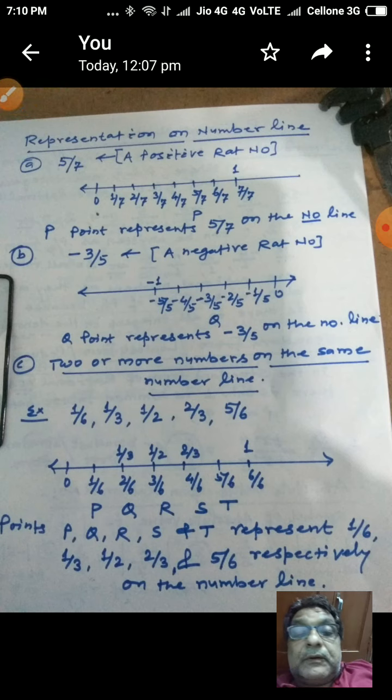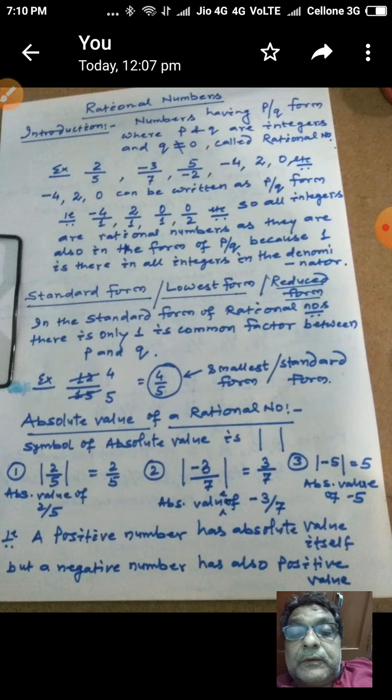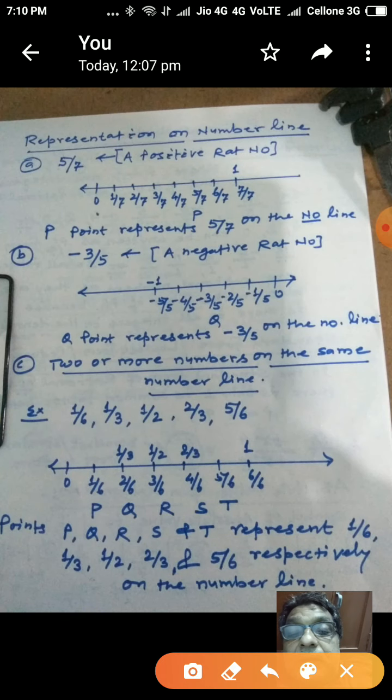Similarly, for a negative number, say minus 3 by 5, first of all we will draw a number line, and we will write 0 on the right side, because our number is negative, and negative numbers are to the left of 0. That's why we have taken 0 on the right, so that we may have more places to represent on the left side.